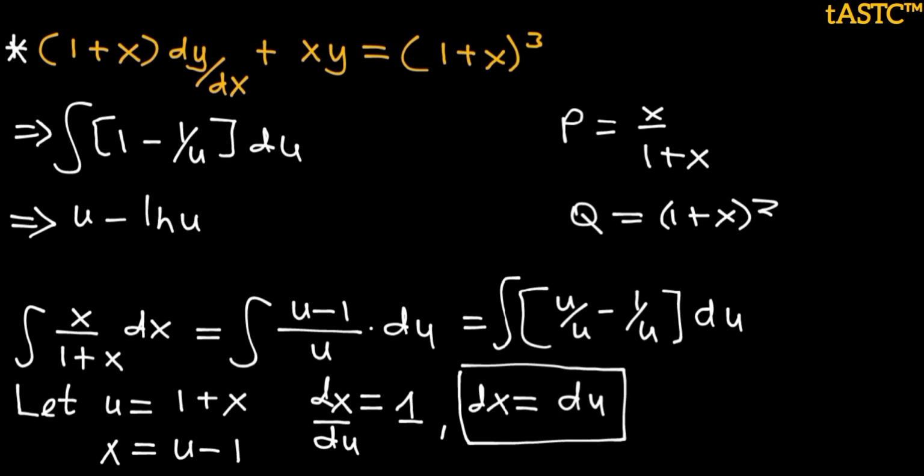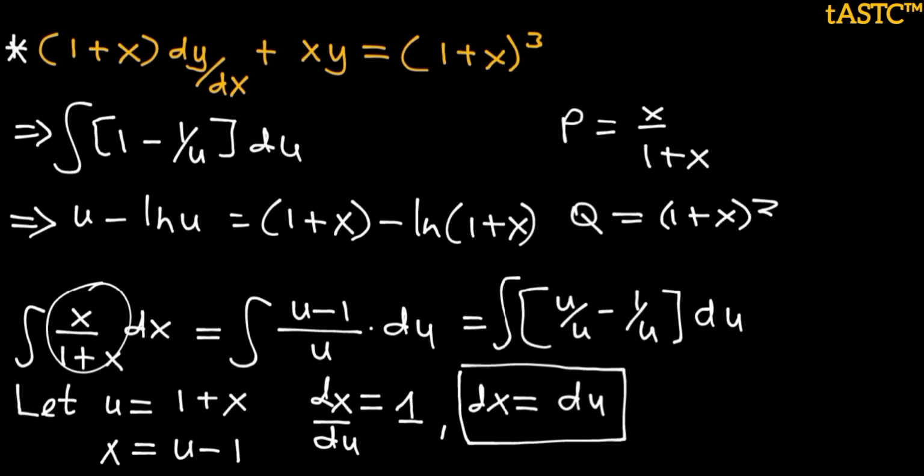Now we already know what u is. We said u is equal to 1 plus x, so we really need to write that out. So u is 1 plus x, minus ln 1 plus x. This is going to be the answer. So what we know is the integral of this stuff. This is it.